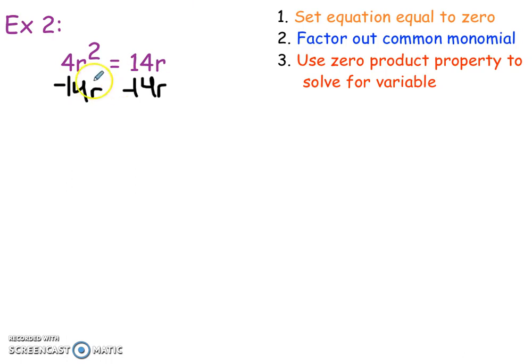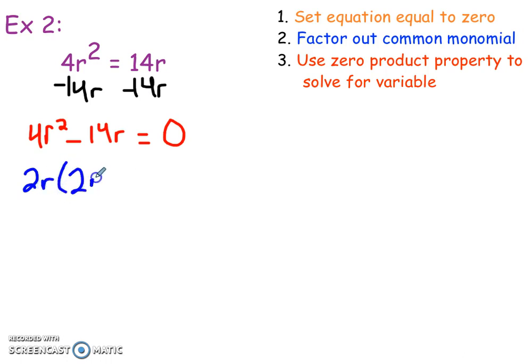Since r squared and r are not like terms, that's going to give me 4r squared minus 14r equals 0. Now it's just like the other problems we've dealt with. Factor out my common monomial. I can factor out a 2r, which leaves me with 2r minus 7. That's still set equal to 0.